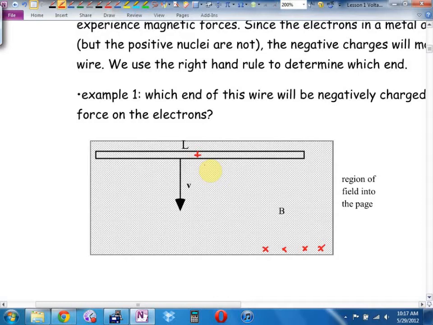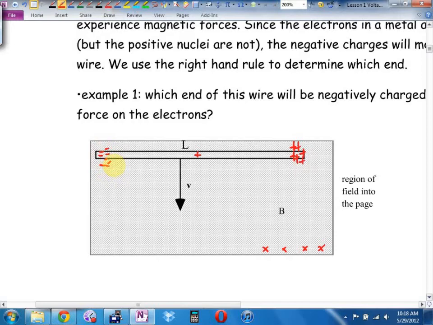Can you all point your thumbs in the direction that the velocity of the charge is traveling? Point your thumbs down the page. Which way is the magnetic field? Into the page. So extend your fingers into the page. Which way will this positive charge get pushed? To the... Okay, this end of the bar is going to become hugely positive. And this end of the bar is going to become hugely negative.